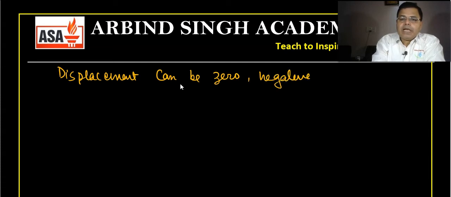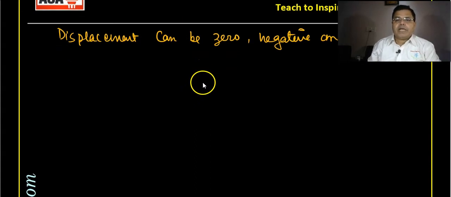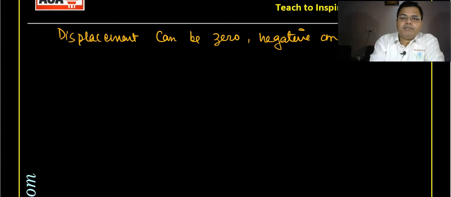Negative and positive. How's that? Try to understand. So displacement can be zero, can be positive, can be negative. Zero you have seen in the circular case, when the body returns to the same position, then that will be zero. Now, how will it be negative? Let me explain that point.